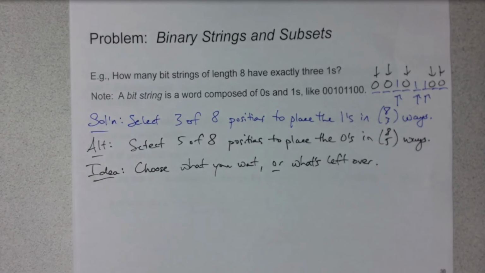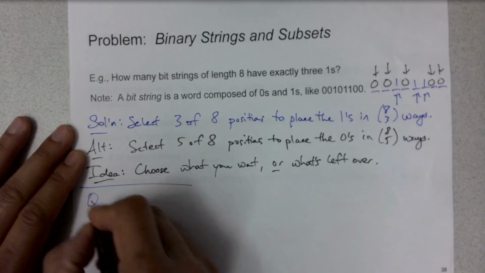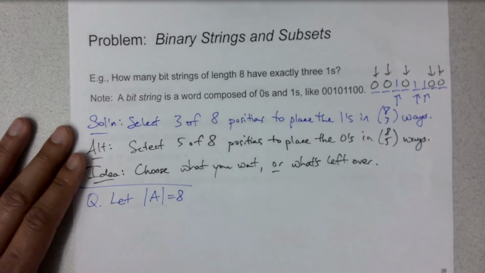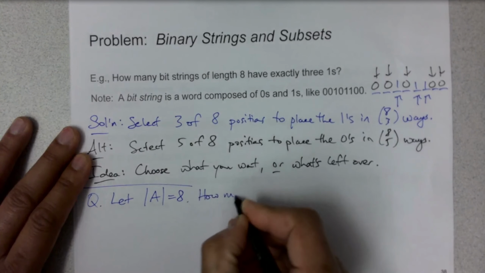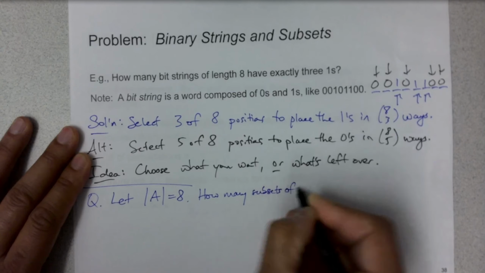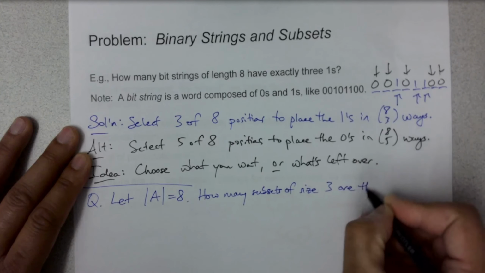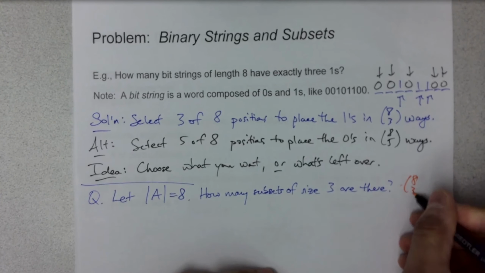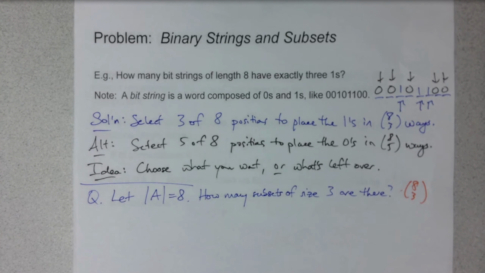As a computer science thing, one might ask what the connection is between binary strings and other objects, and one common object is a set. If a set has size n, and you ask how many subsets of size k there are, there's n choose k. In this case, there's 8 choose 3 different subsets. Now, how do we tie this to bit strings?